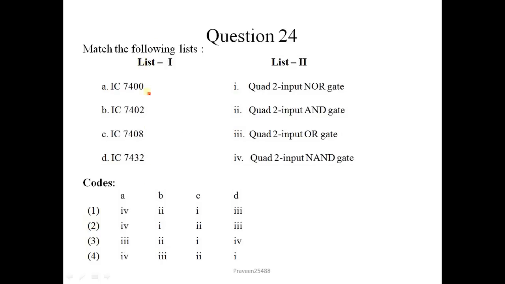Next question: in list 1, the IC numbers are given and we have to match them with the ICs. So 7400 is for NAND gate, 7402 is for NOR gate, 7408 is for AND gate, and 7432 is for OR gate. So the correct option is 4, 1, 2, 3. The correct option is second.